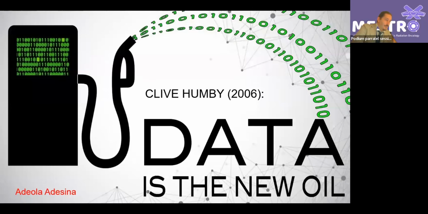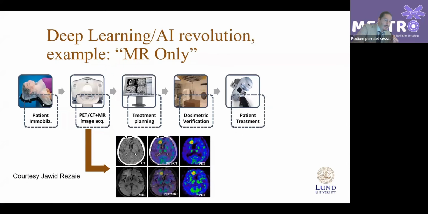Some people have even suggested that data is now more important than oil. I'm not sure that's correct, but it's very interesting to think in our field about what we can use data for. We're experiencing a real revolution in the use of AI, deep learning, and all of this new data. I think the best example we have is the idea of MR-only simulation.